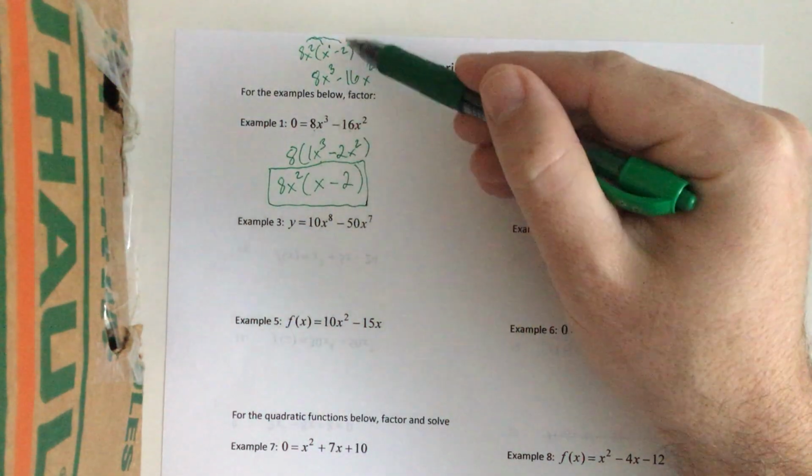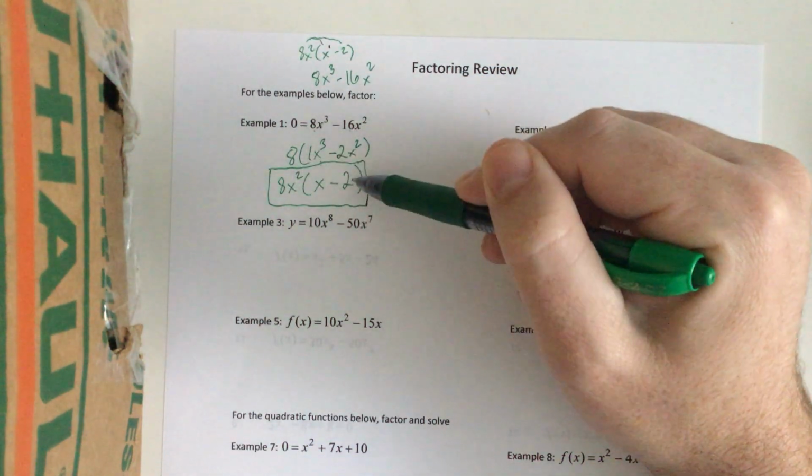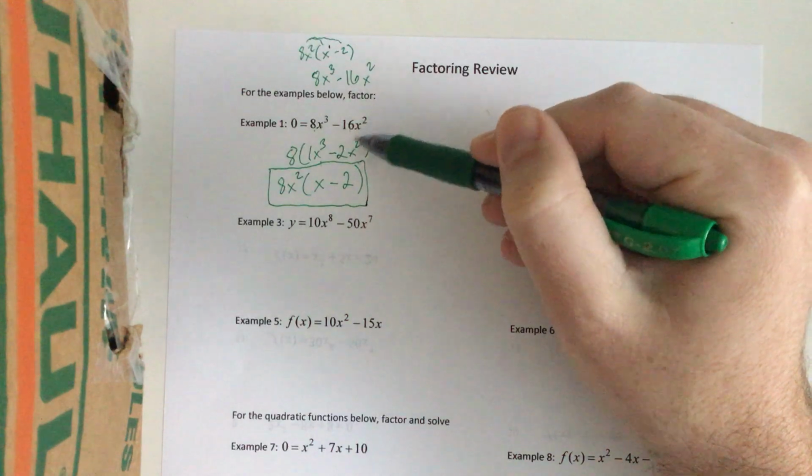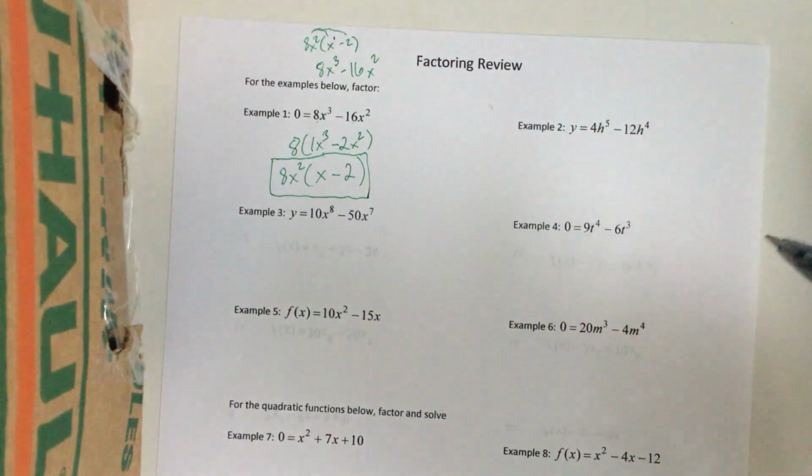So, this is the same example that I showed up here with the distributing. You can always check your answer by just distributing back in. You should get what you started with. So 8x squared times x is 8x cubed, and 8x squared times 2 is 16x squared.